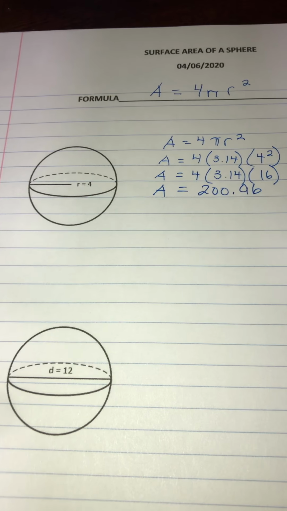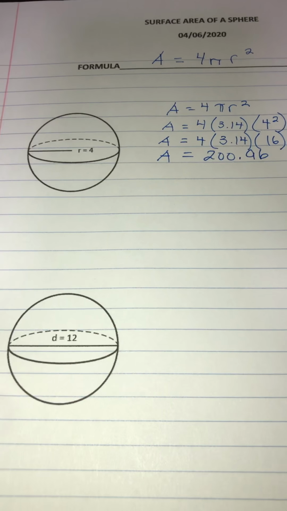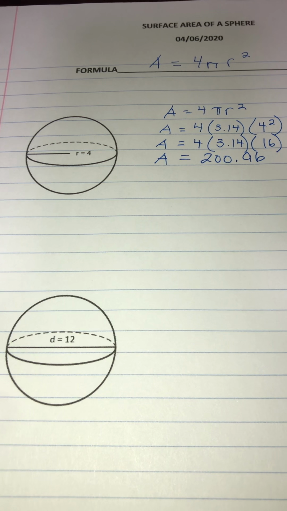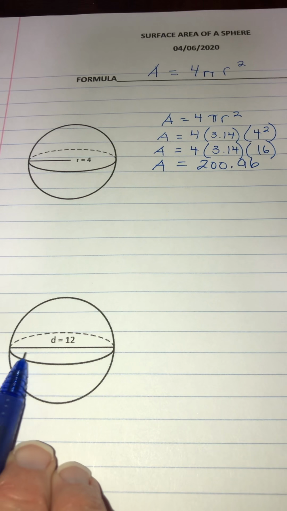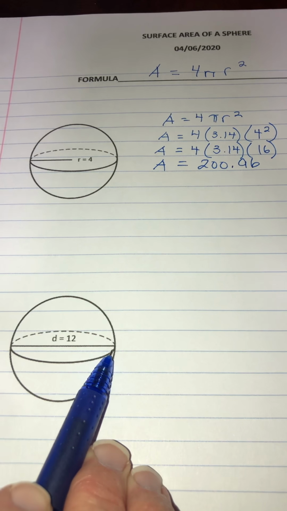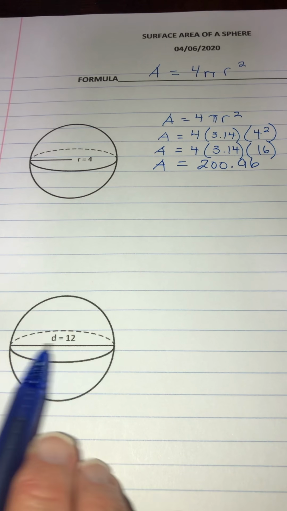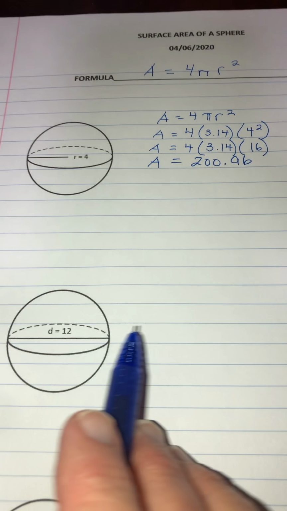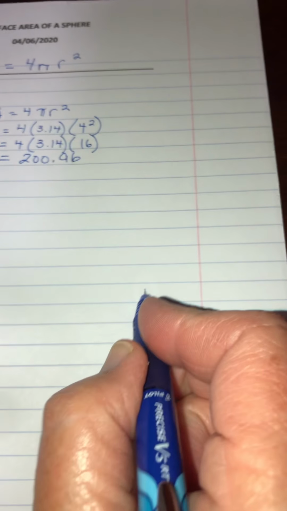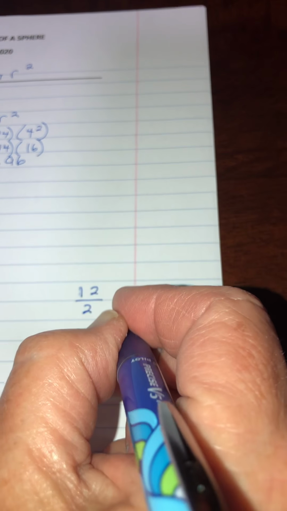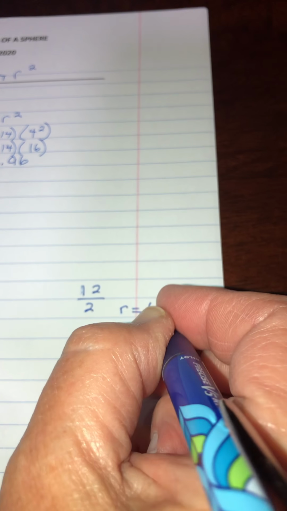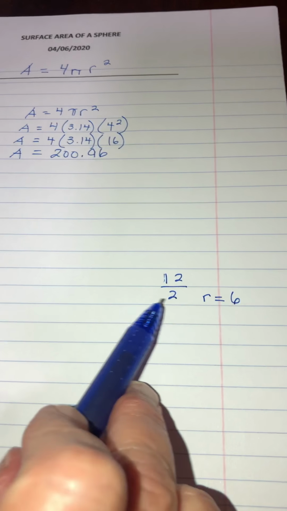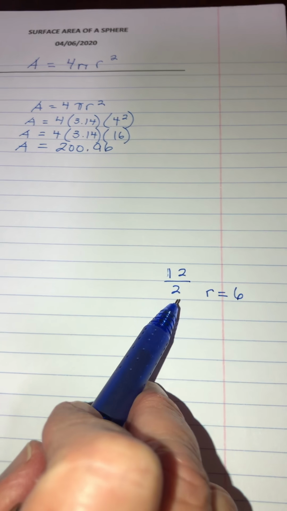Now, like with all the other figures we've been learning about, we also sometimes have to deal with the diameter. Remember, the diameter goes all the way across, but what you need for the formula is halfway across, the radius. So I'm going to come over to the side and take 12, the diameter, and divide it by 2, and the radius equals 6. That's how I got the radius of 6: I took 12 and divided by 2.